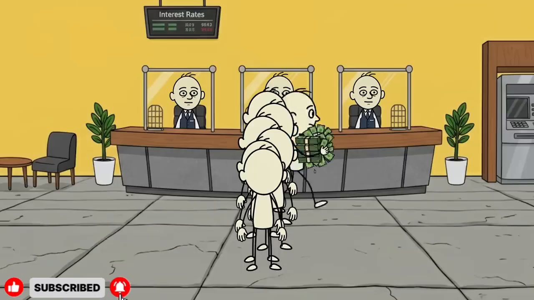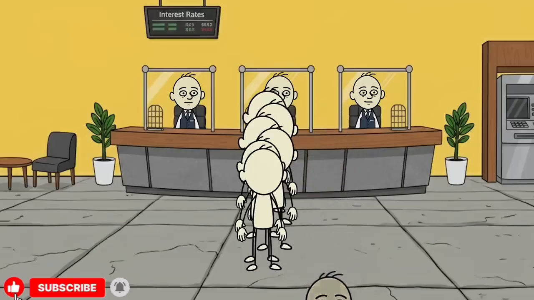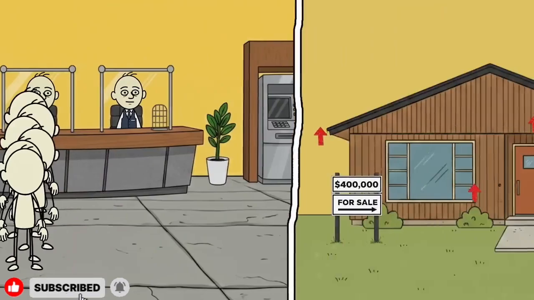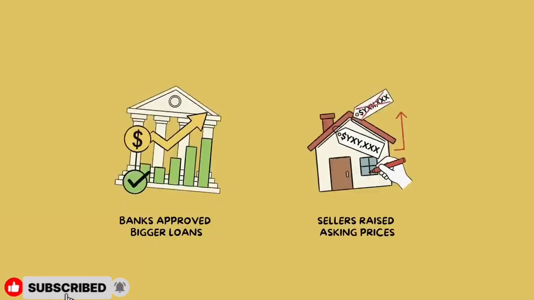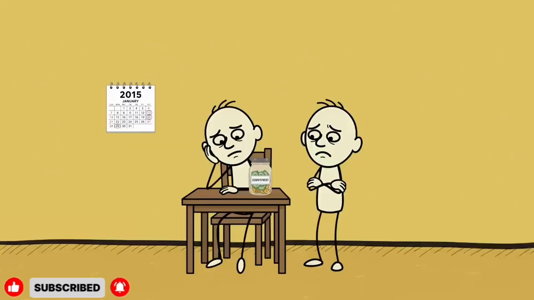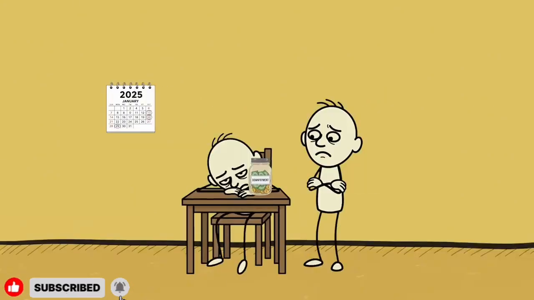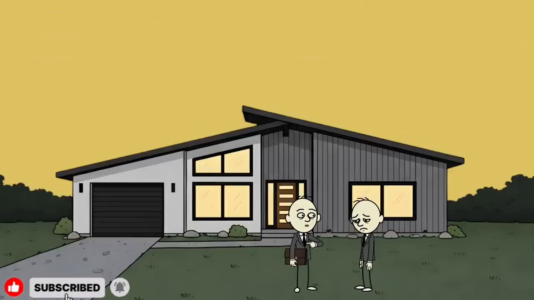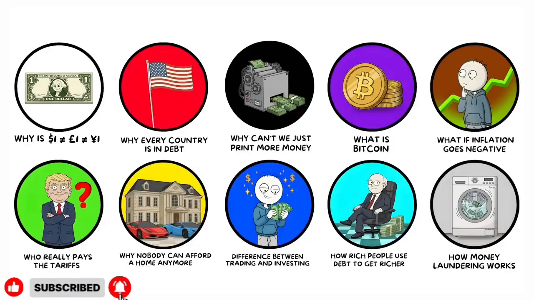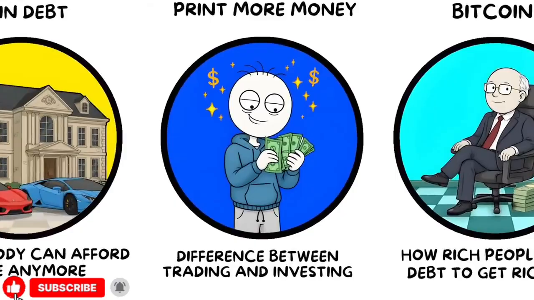Low interest rates made borrowing cheap, so people borrowed more, which drove prices even higher. Banks approved bigger loans, sellers raised asking prices, and the cycle fed itself. Millennials and Gen Z now face a market where saving for a down payment takes decades, not years. Homes were once places to build a life. Now they're assets in a portfolio, and the people who need them most can't compete with the people who already own 10.